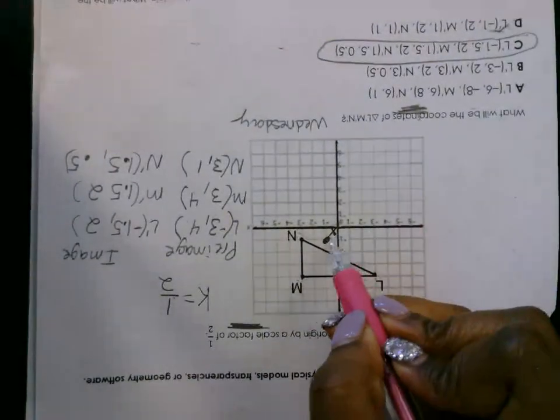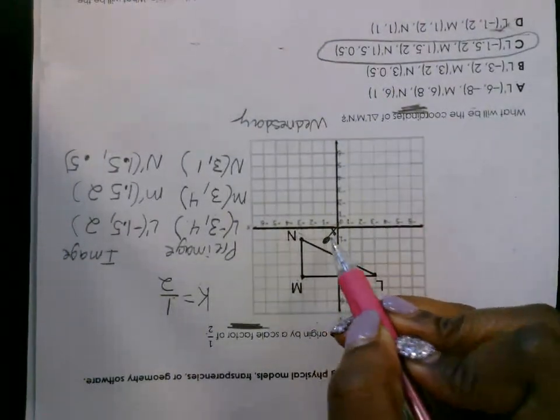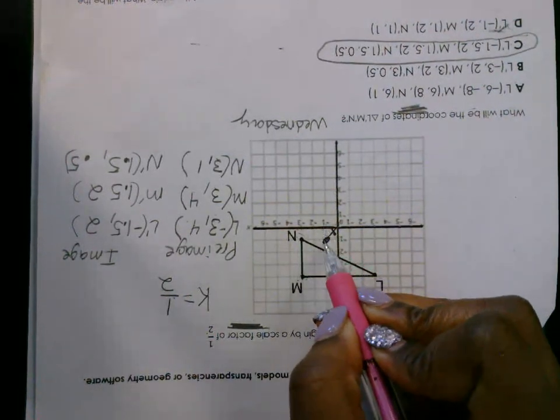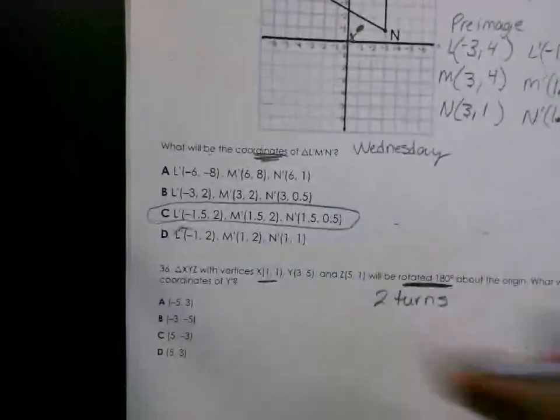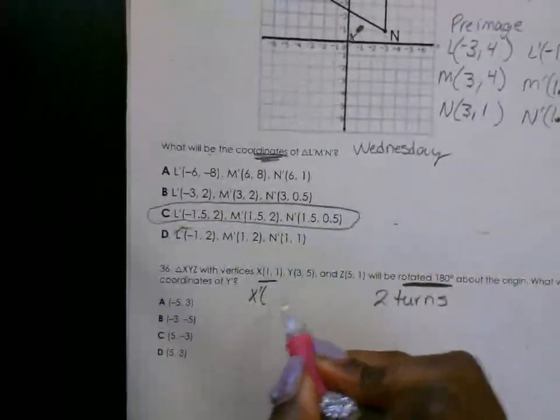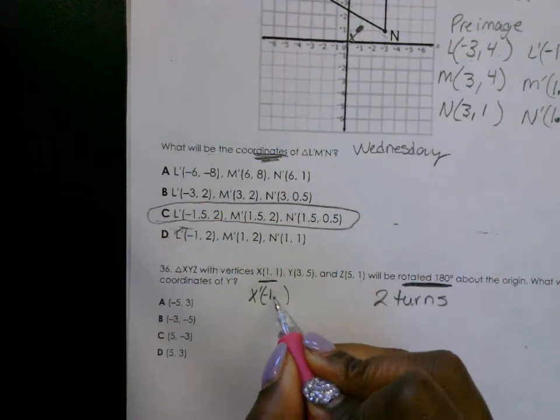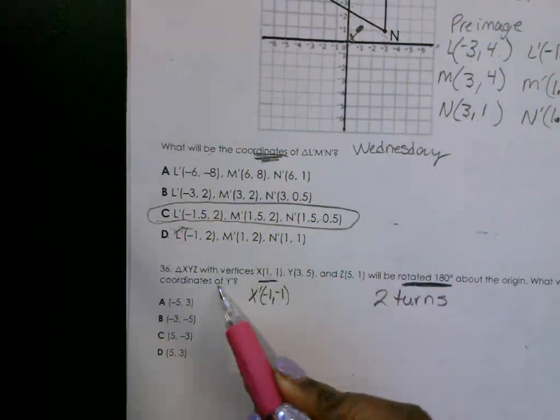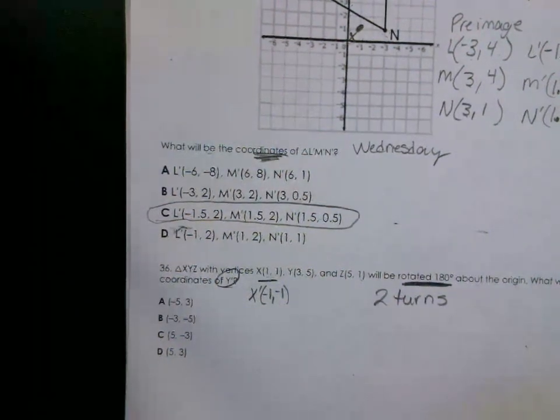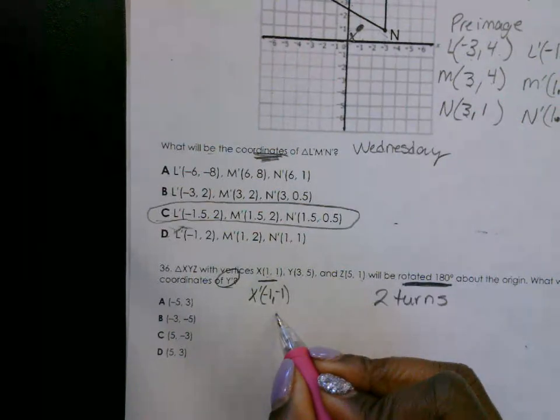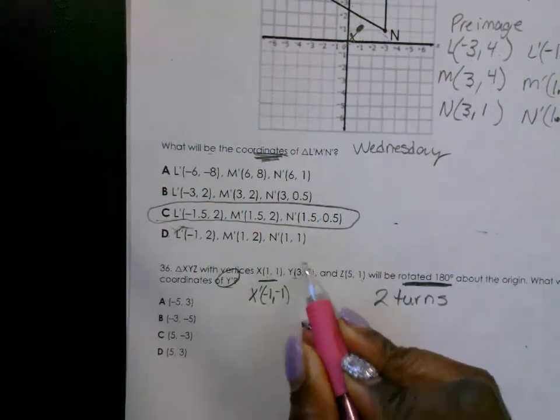So this should be your new location for X. What is that ordered pair? That ordered pair is -1 and -1. So the new location for X prime is going to be -1 and -1. Okay, and really all we had to do was Y. So do you see what I did with X to get X prime? You're going to do the same thing with Y.